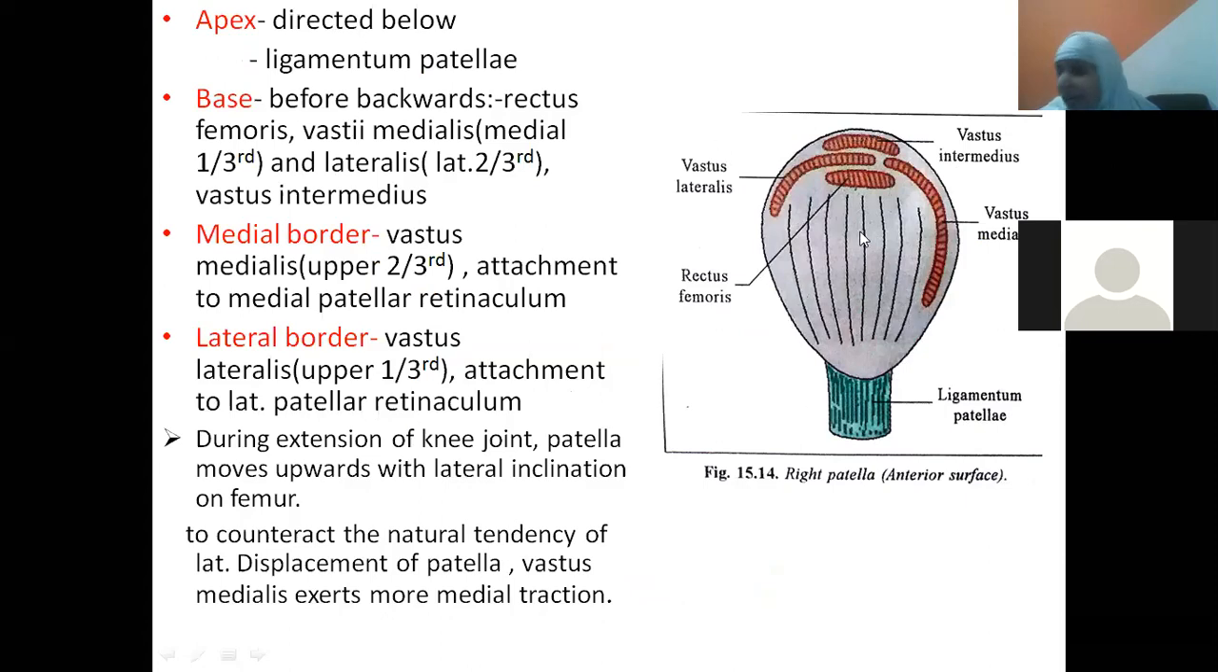How did I identify it as the medial border? Only when you see the bone from behind will we come to know whether it is medial or lateral. Just because vastus medialis is here, I have identified it as the medial border. That's it. Okay. Now see here.